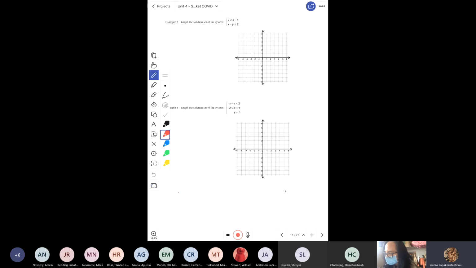Okay, we should be working these, and then you're going to tell me what these are in slope intercept form, and then we're going to graph them together and see if we got them right.